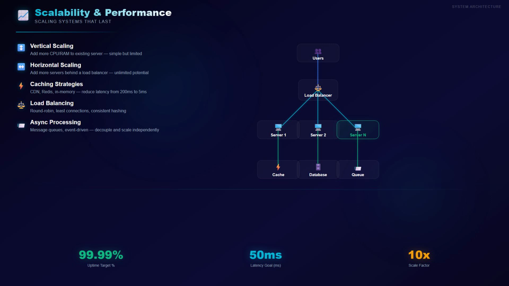Remember the key metrics. Latency is how fast a single request completes. Throughput is how many requests per second your system handles. Availability is your uptime percentage. A good architect designs for all three.